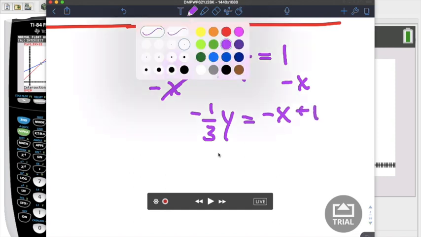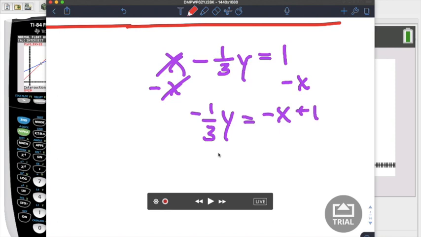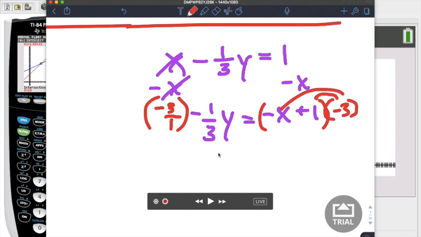Then to get rid of this negative 1/3, we can multiply by what we call the reciprocal, 3 over 1. But to also take care of the negative at the same time, we can multiply by a negative, so negative 3 over 1, or negative 3. We have to do that same thing on the right-hand side, which induces some distributive property. Let's start on the left side: negative 3 over 1 times negative 1 over 3. Everything cancels out, the negatives and everything, so that'll give us y.